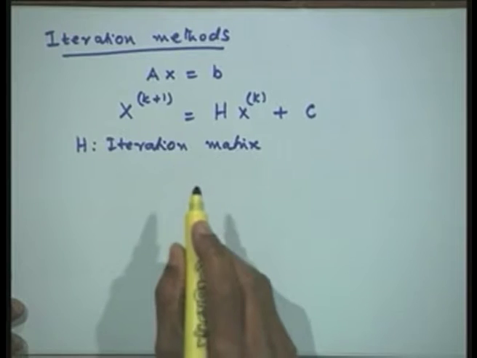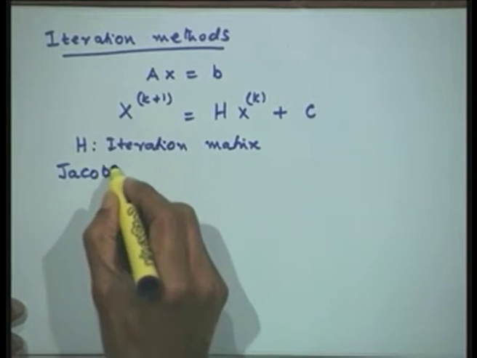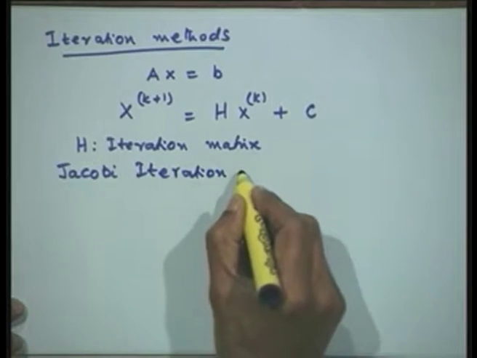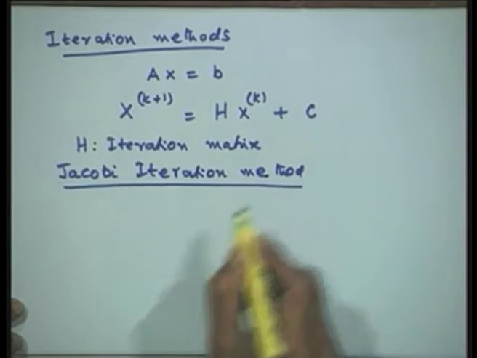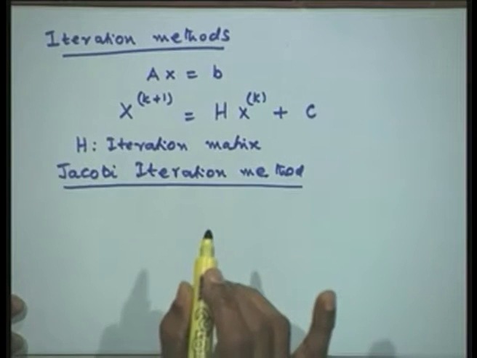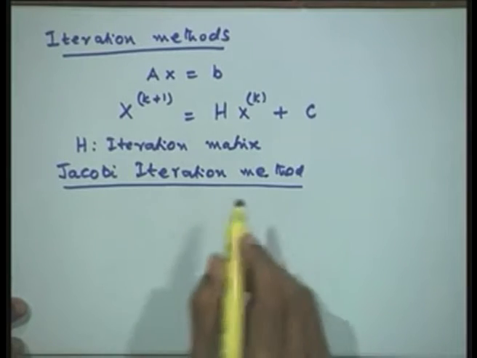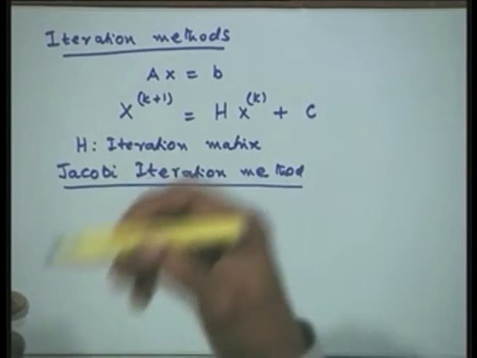Now, the first method that we would like to describe is called the Jacobi iteration method. This method is very straightforward and simple. In all iteration methods we solve the equations one by one. So, we iterate the first equation, then we solve for the second equation, for the third equation, and so on. This is how an iteration procedure goes on.